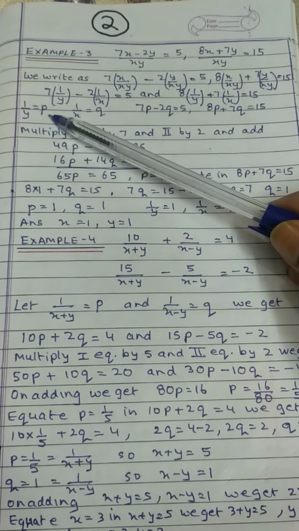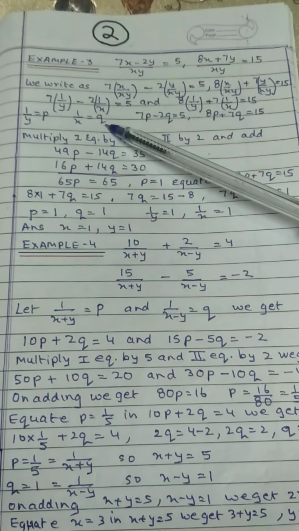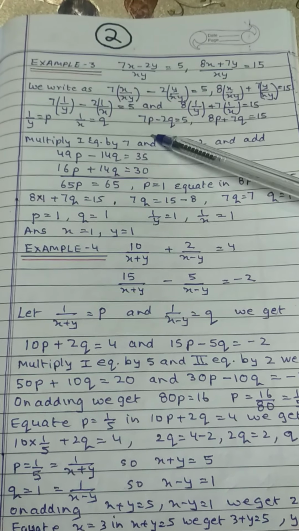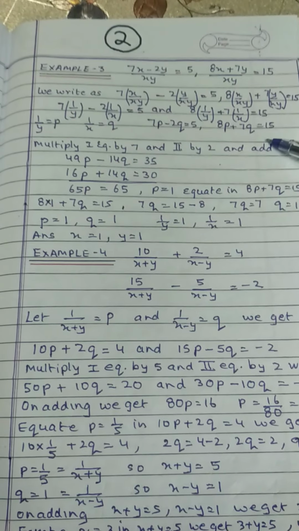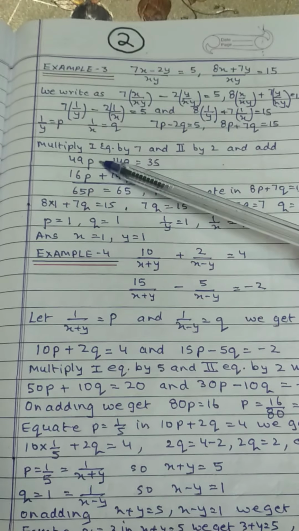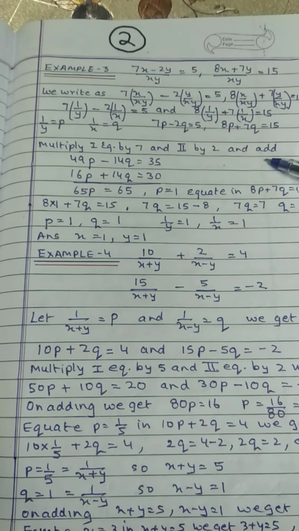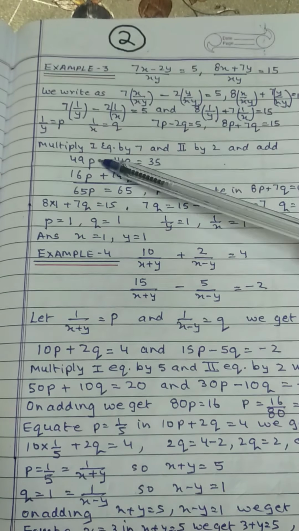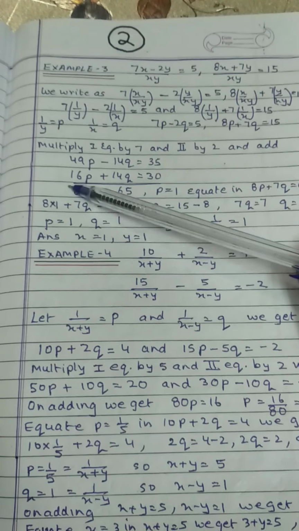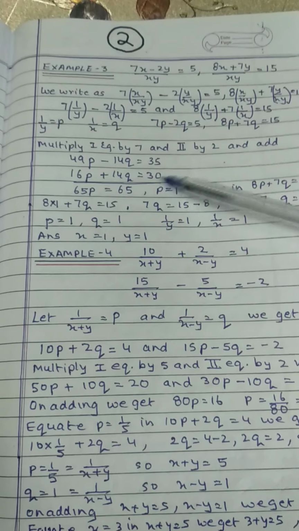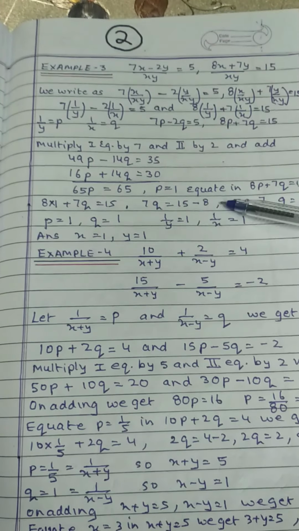We consider 1 over y as p and 1 over x as q. They are reduced to linear equations. 7p minus 2q equals 5. 8p plus 7q equals 15. Multiply the first equation by 7 and the second equation by 2 and add. What do we get? 49p minus 14q is 35. 16p plus 14q is 30. 65p equals 65, p equals 1.